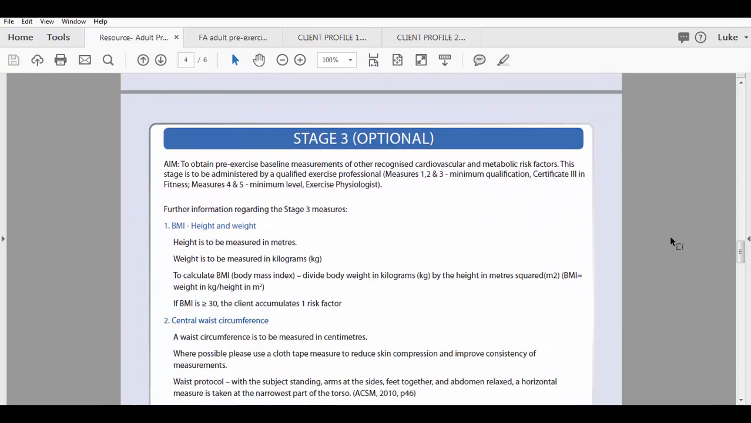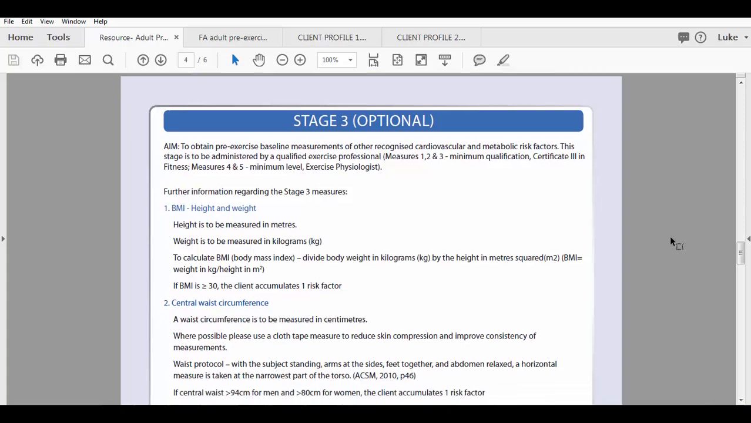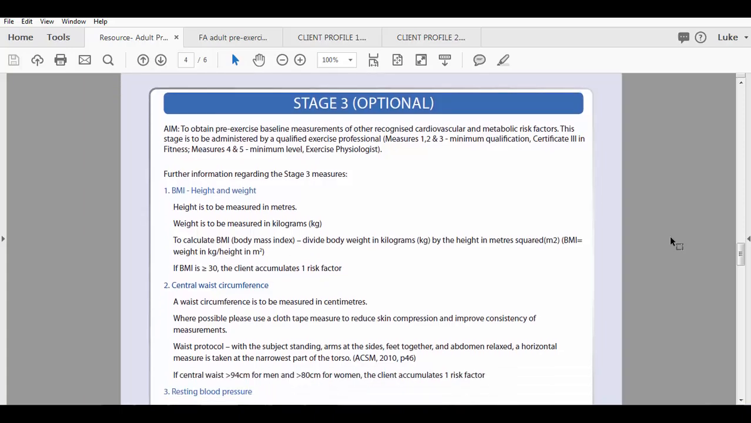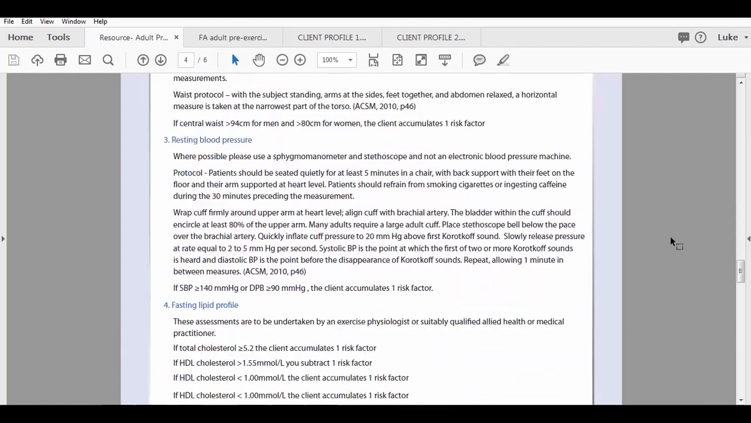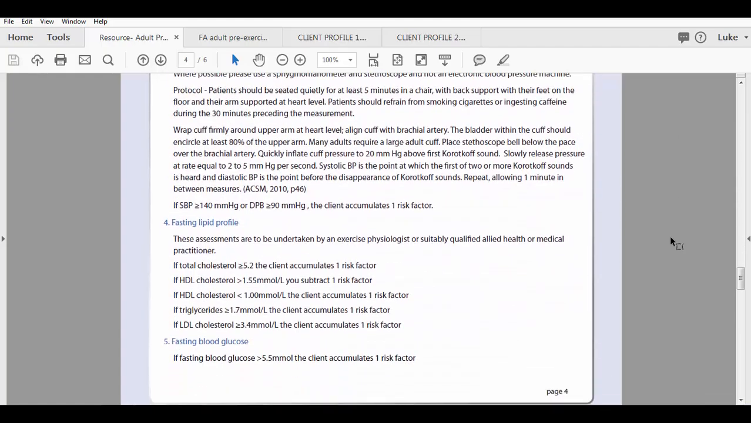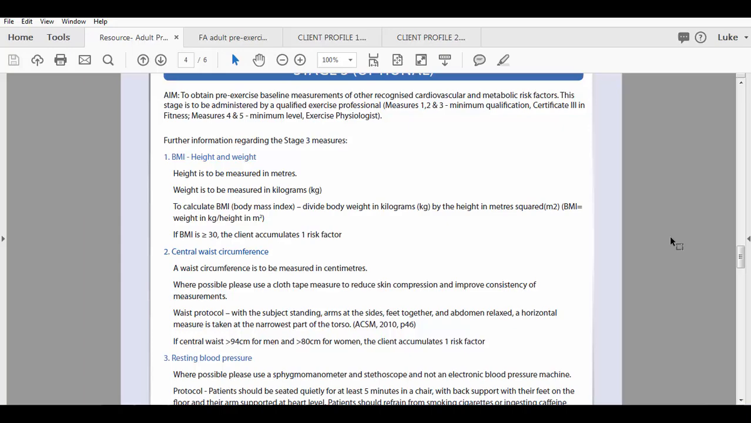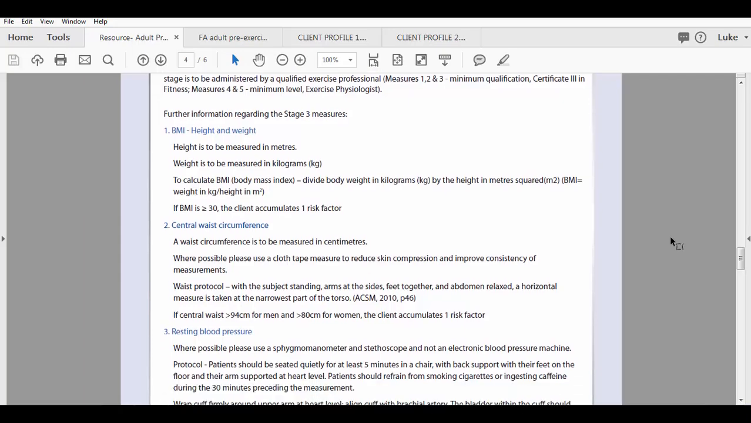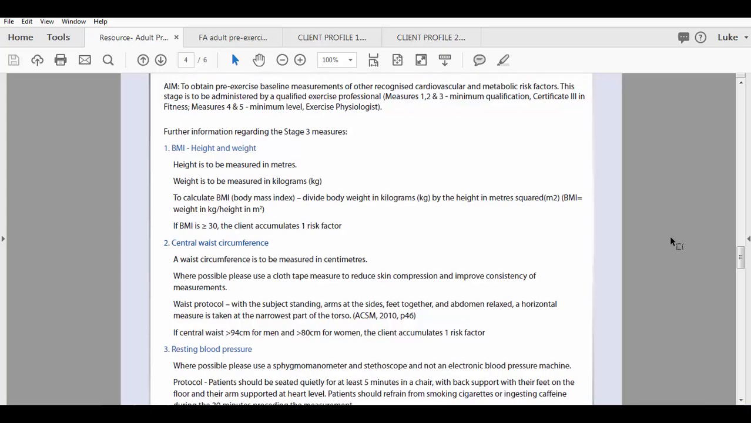Now if I go down to the risk, well actually before I do that, let's go to stage 3. Now stage 3 is optional, and we wouldn't recommend that personal trainers administer this. Certainly questions 4 and 5 need to be administered by someone with an exercise physiology degree. Questions 1, 2 and 3 can be administered by a personal trainer, but you've already probably done them in previous measurements, so I wouldn't suggest using questions 1, 2 and 3 to score your risk.